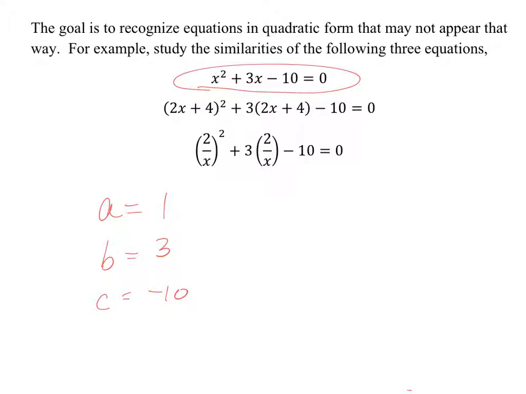So what's changing in each of these? The term for the variable is... Exactly. The variable position is now taken on by an expression. In the second case, 2x plus 4 is really taking the place of x. And in the third case, 2 over x is taking the place of x. Does that make sense, what I'm saying right now? We all clear on this?